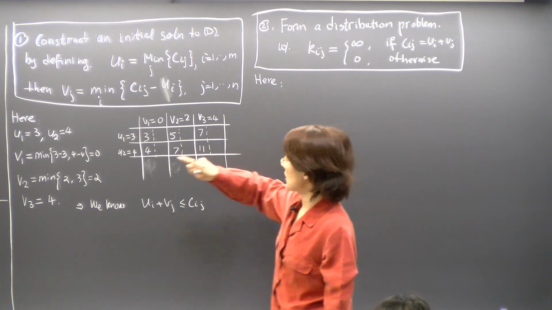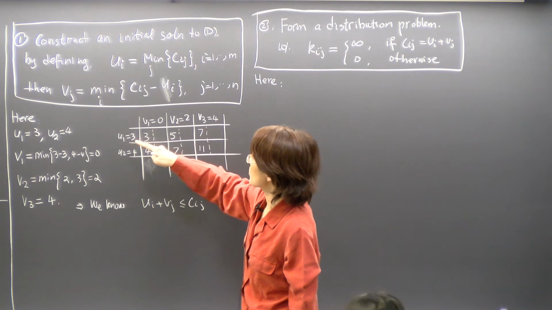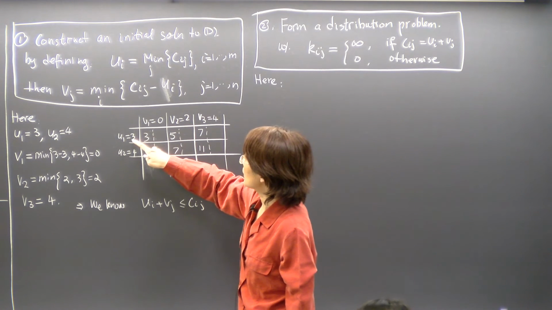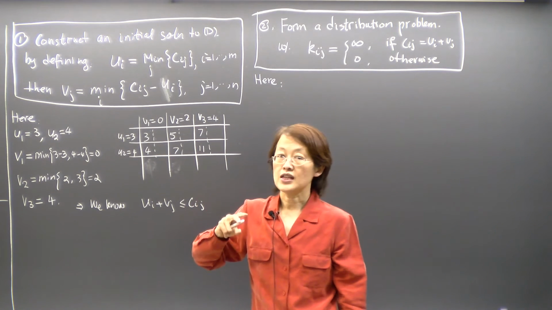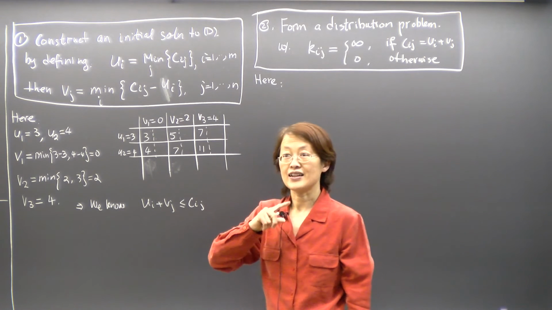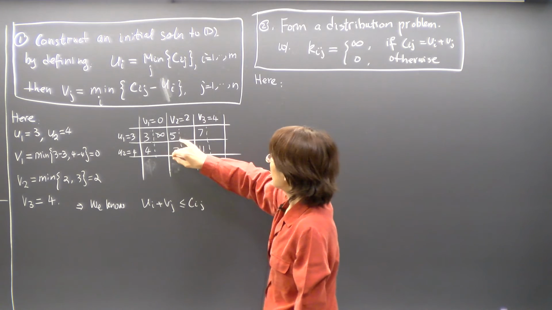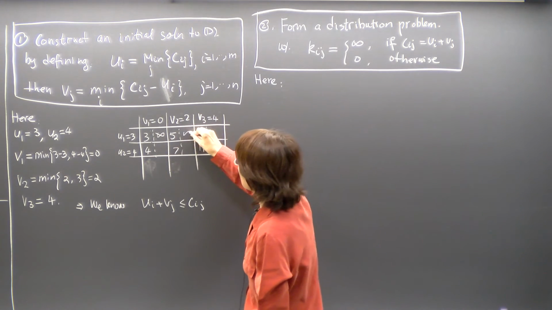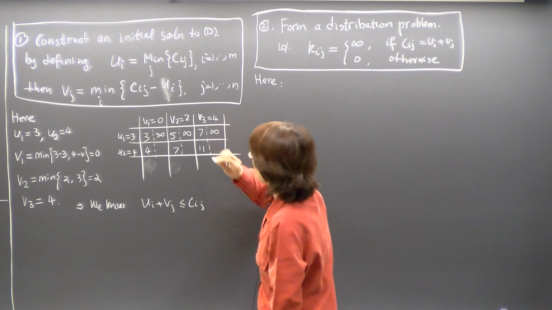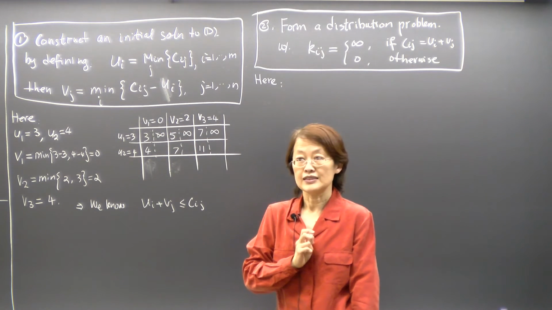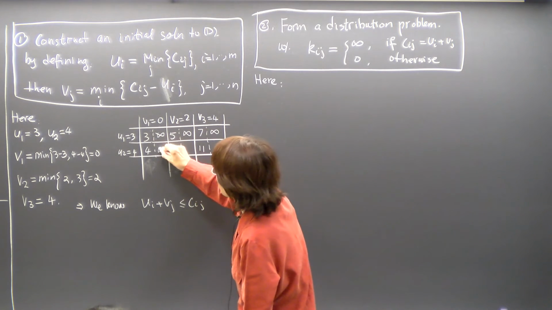So how do you check? You look at 3 and look at this row and this column. Does 3 equal this plus that? If it does, then you set the K to be infinite. Is that clear? So 3 is 3 plus 0, so here I have infinite. And 5 is 3 plus 2, here I have infinite. And 7 is 3 plus 4, so I'll have infinite.